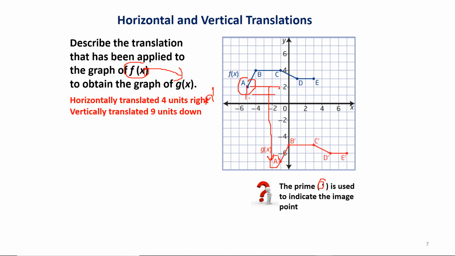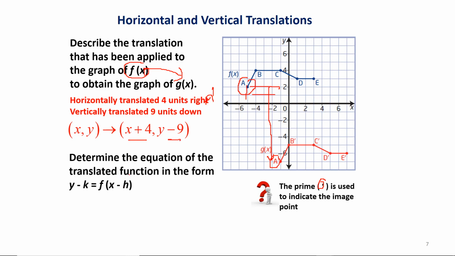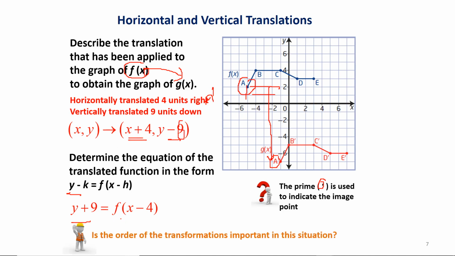So this is 2 and from this point to this point it is, I guess, 7. So we have 9. So x becomes x plus 4 because 4 units to the right, and then 9 units vertically downward, so y minus 9. What do we do here? We determine the equation of the translated function in the form y minus k equal to f(x minus h). So y plus 9, just see the sign, y plus 9 equal to f(x minus 4). So this is the g(x), you can say.